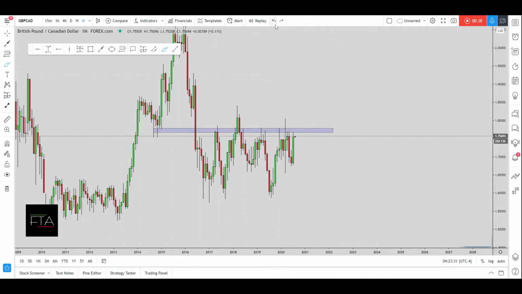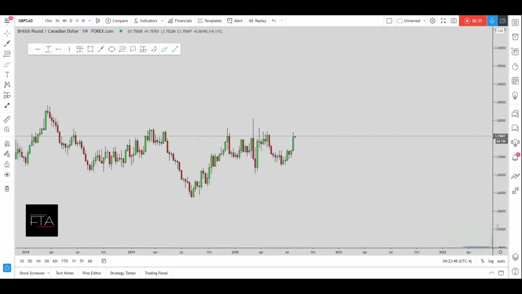The only difference is that at the moment the market is testing the zone with an inverted head and shoulders. We have left shoulder, head, and right shoulder, and the market has aggressively rejected the right shoulder to the upside, exactly as we wanted to see.